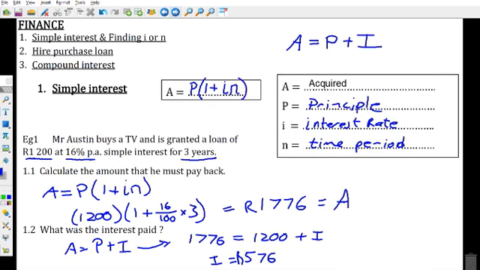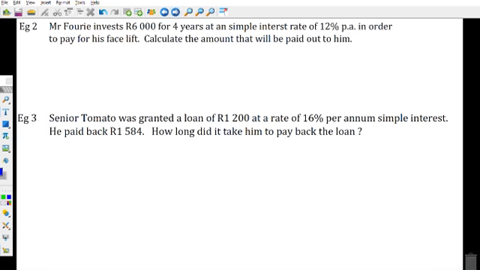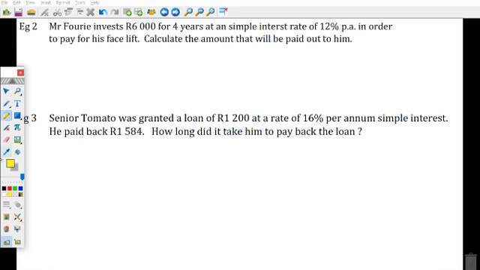Okay, so let's look at another example. So I'm going to do number 2, and then you're going to do number 3. Now watch carefully what I do. I'm going to show you how we approach these problems. Mr. Fareed invests 6,000 rand for 4 years at a simple interest of 12% per annum in order to pay for his facelift. So calculate the amount that will be paid out to him.